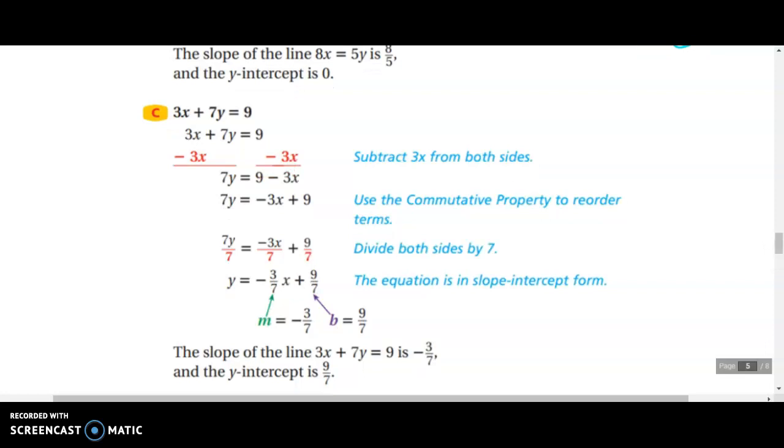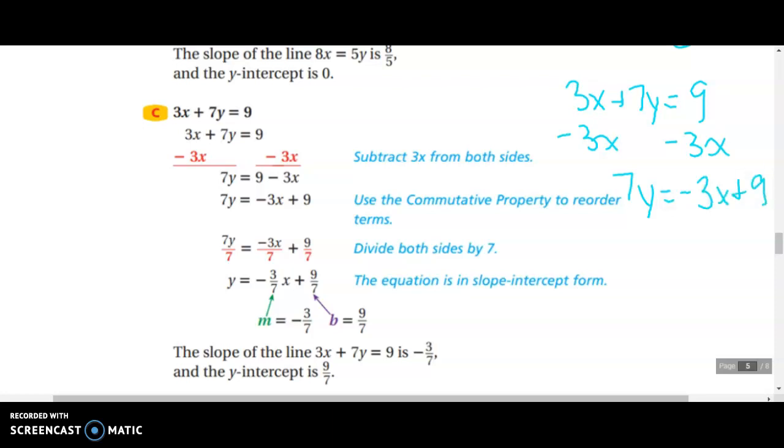Okay, here, same thing. We're going to solve for y. So if we have 3x plus 7y equals 9, first we're going to subtract 3x from both sides. That gives us 7y equals, notice how I'm going to put it here. Why did I put it there instead of 9 minus 3x? Because I'm starting to think about how I want this to look in the end. I want it to be y equals mx plus b.